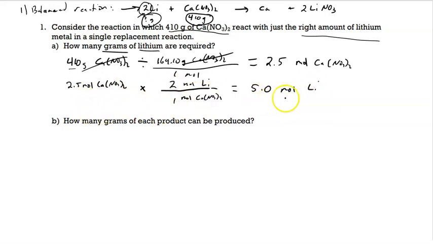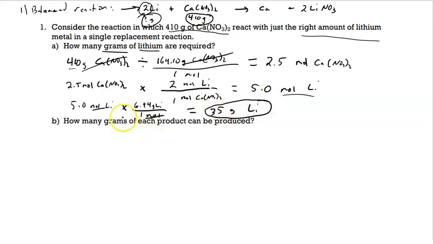And then I'm just going to convert moles to grams of lithium, so I'm going to go 5.0 moles Li times the molar mass of lithium, which is 6.94 grams Li per 1 mole. Cancel out my moles, and I get a grand total of 35 grams of lithium when I round to 2 sig figs.